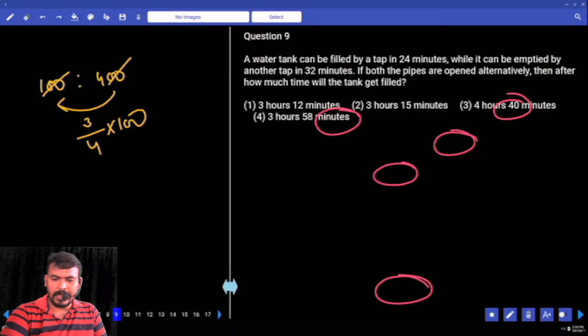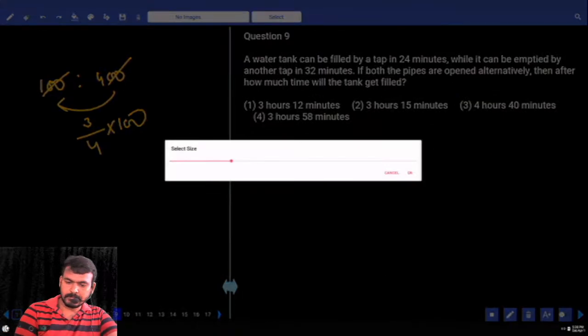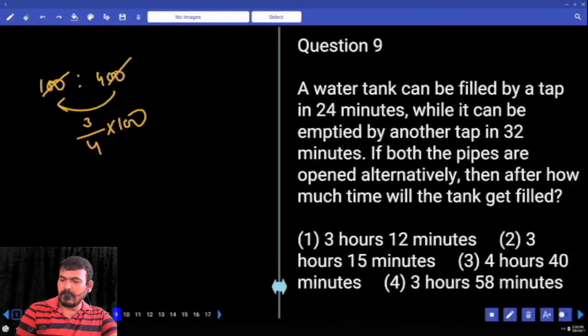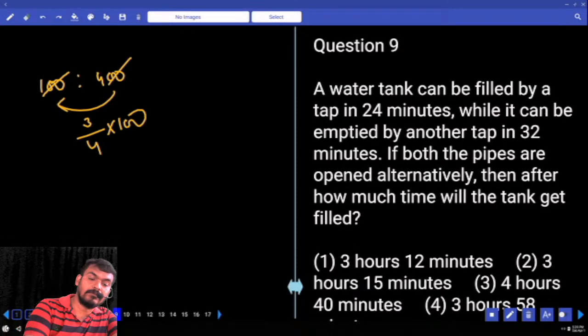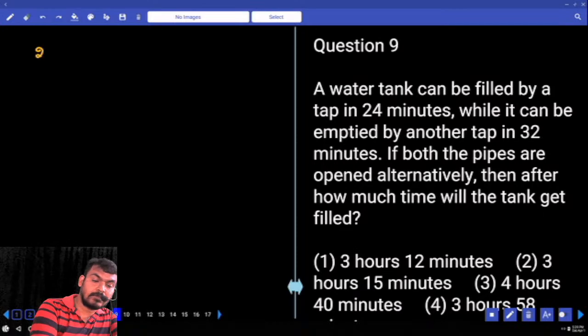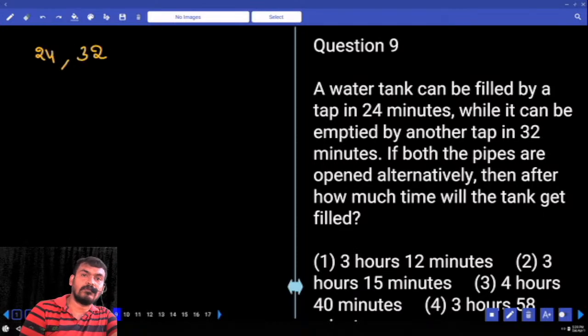Next question number 9. A water tank can be filled by a tap in 24 minutes, while it can be emptied by another tap in 32 minutes. If both the pipes are open alternatively, then after how much time will the tank get filled? First one, how much time to fill? 24 minutes. Second one, how many minutes to empty? 32. What is the LCM?